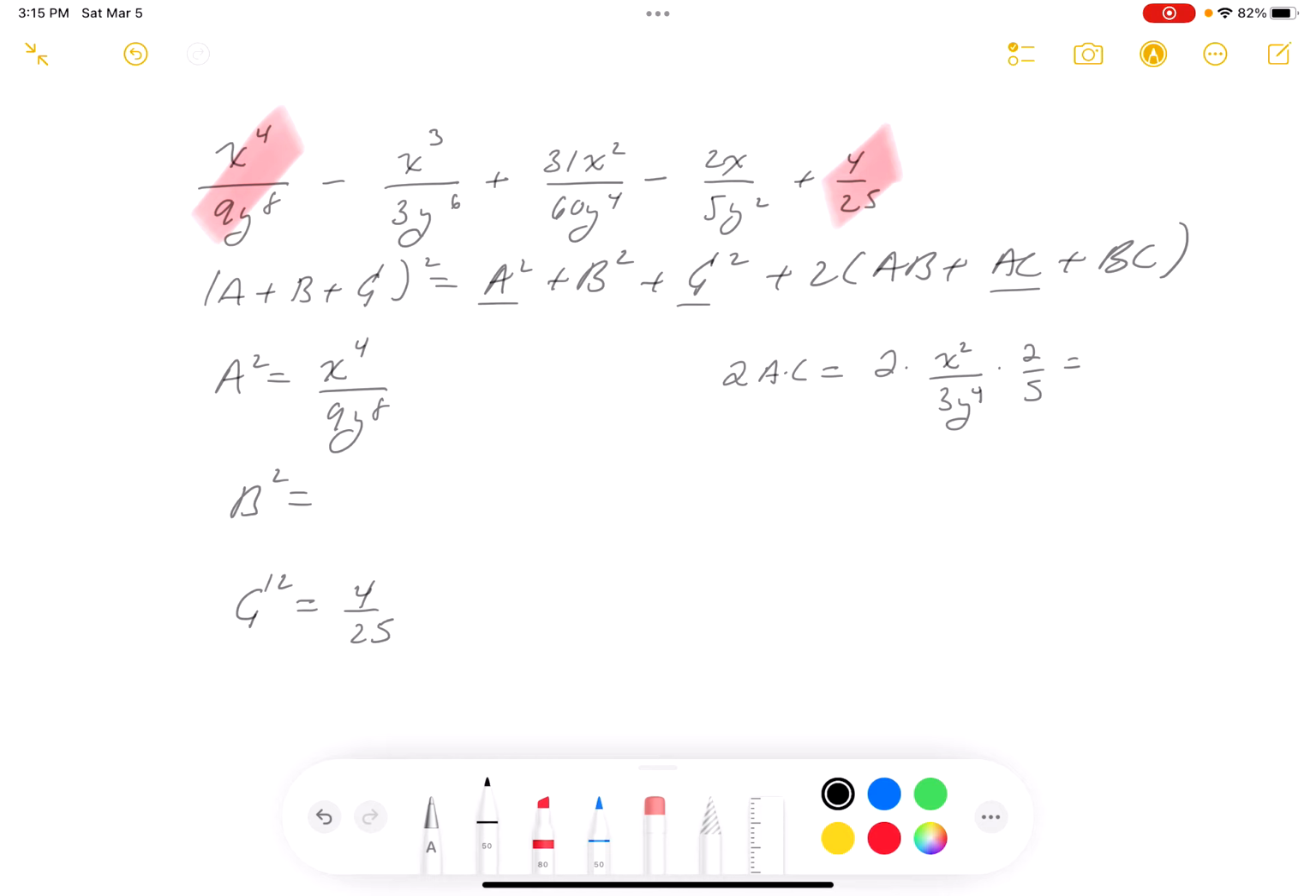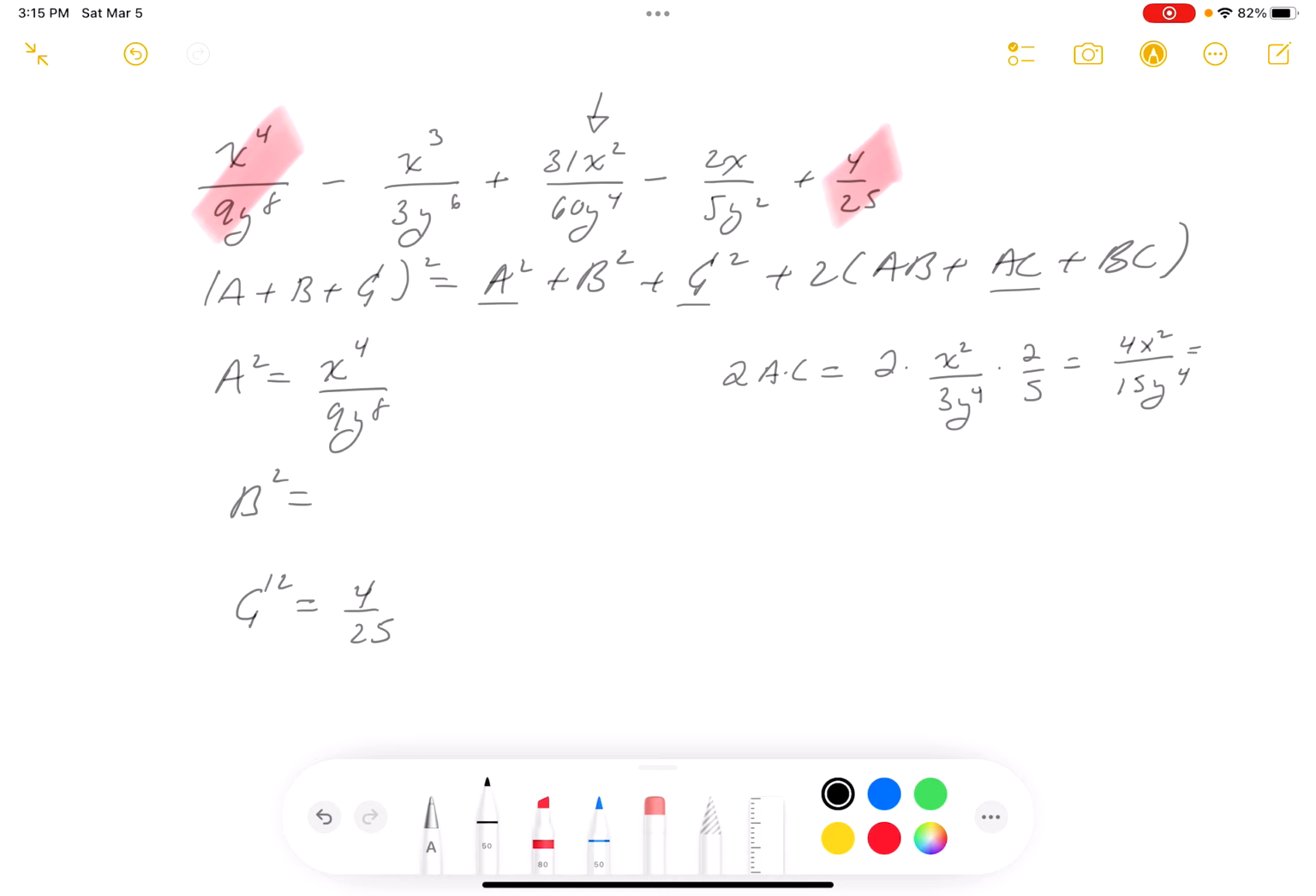And this would be what? This would be 4x squared, right? 2 times 2 is 4. And then you get 15y^4. Well, I'm going to focus in on something, any term that has that. And I think I see it right here. All right, that's 31 though, isn't it? It's also got a 60 in the denominator.